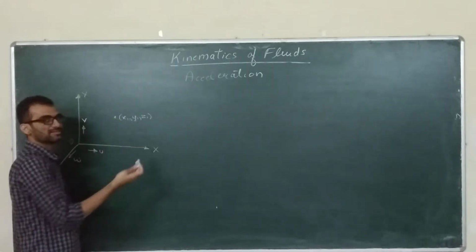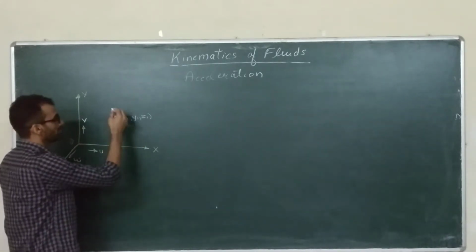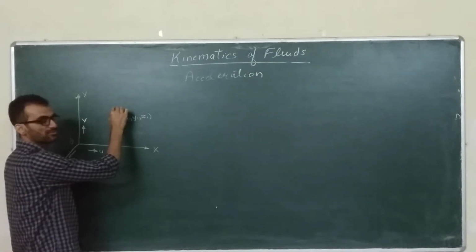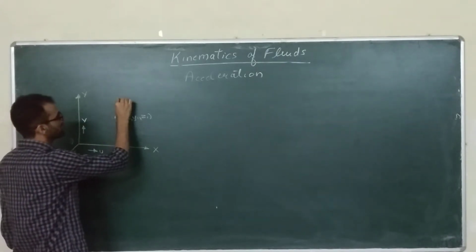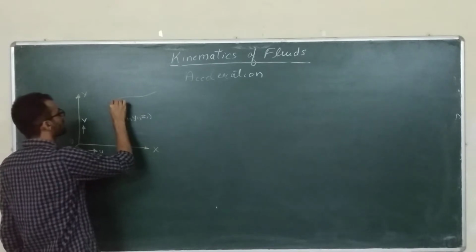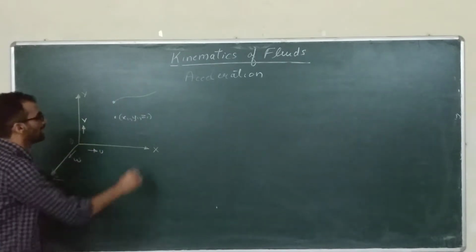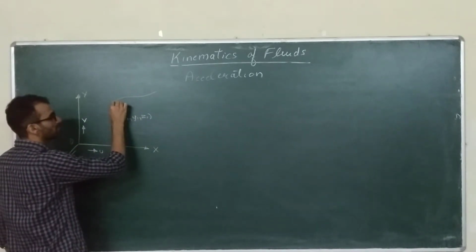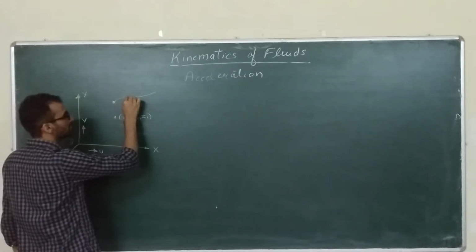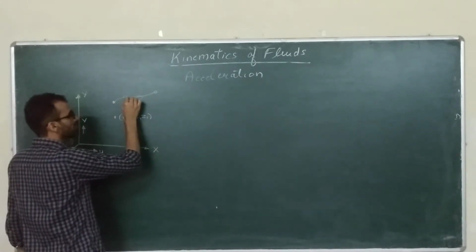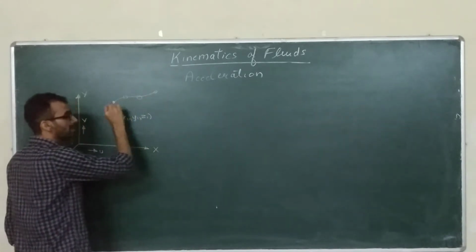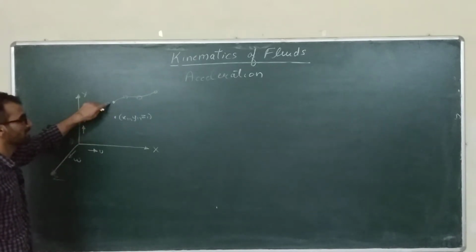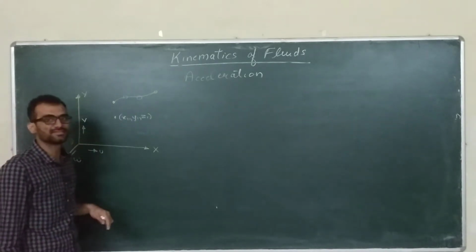Lagrangian measurement means if we select a particular fluid particle and keep track of it, and if we measure the velocity of this fluid particle here, then it will travel here, then it will go here, and if we keep measuring the velocity of this single fluid particle, then that measurement is a Lagrangian measurement.